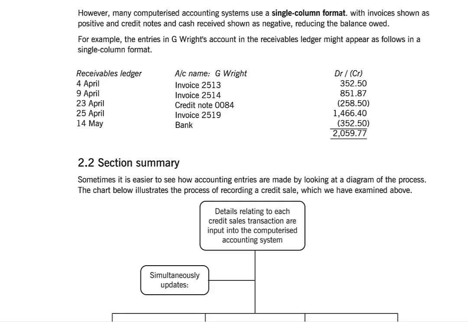Part 4, the single column computerized format note. The book then tells you something practical. Many computerized systems do not show customer accounts in the old T account format. Instead, they show a single column running balance.